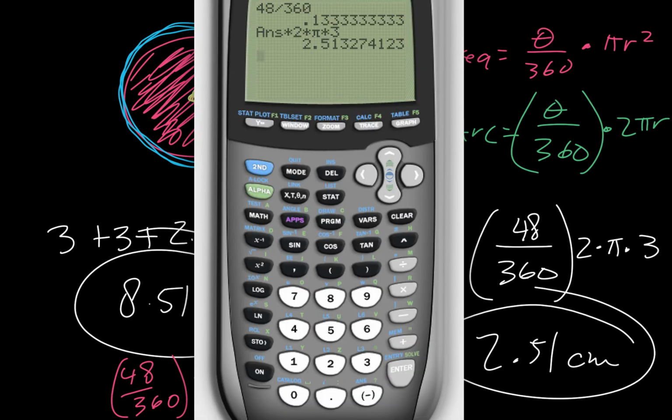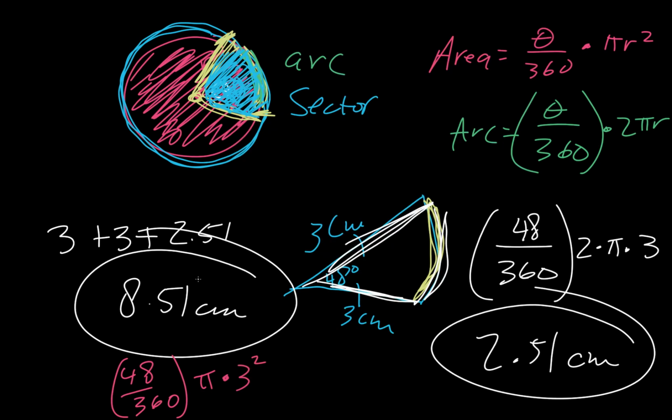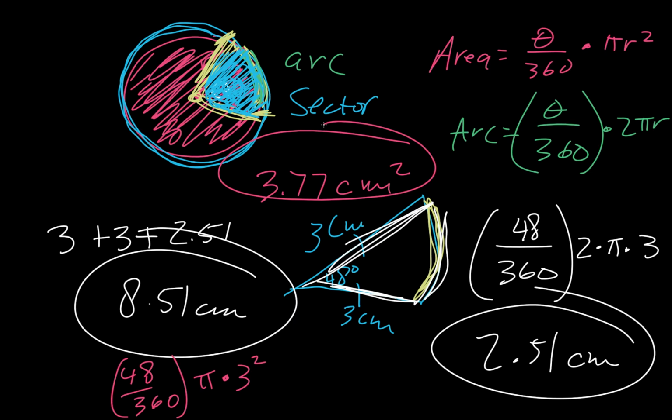Go back to our calculator. We get 48 divided by 360. Then we times that by pi. Then we times that by 3 squared. And this time we get 3.77. So it's 3 significant figures, so 3 numbers that matter. But then we need to round this 6 up to a 7. So 3.77 centimeters squared, because it was talking about area.